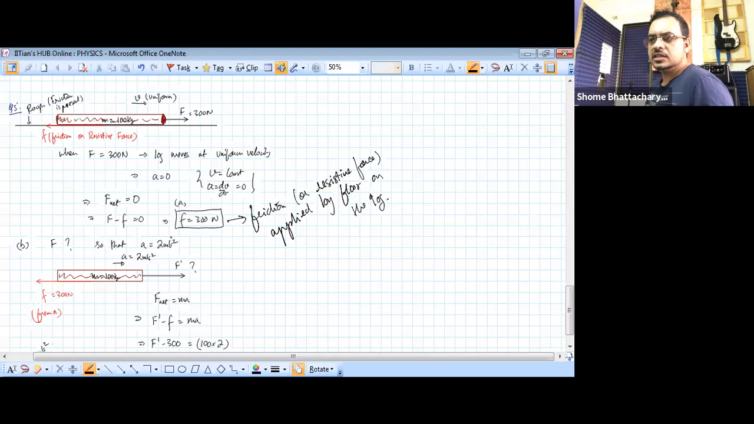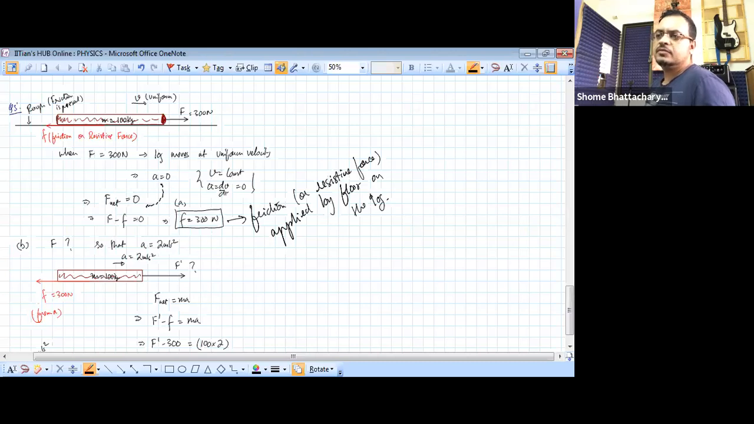Yes, friction is equal to the external force because the net force is 0. Why is the net force 0? Because the acceleration is 0. So from the statement that acceleration is 0, we get the statement that net force is 0. So how much is the net force now? It is this minus this, so that should be 0. So that's why the resistive force is 300 newtons.